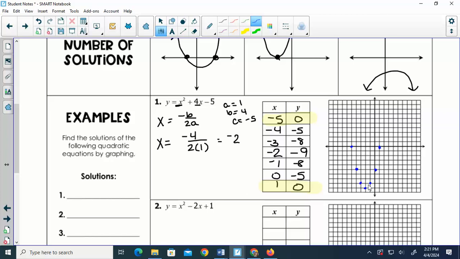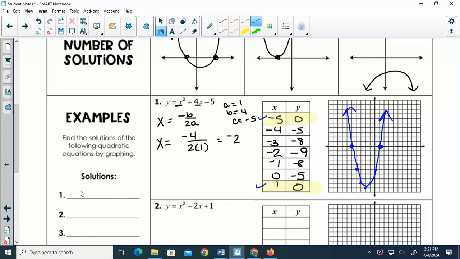So when I graph my parabola, we can see the solutions, or the points that we're looking for, are where it hits the x-axis. How many of them are there? 2. All you have to give me are the x values. So this is when x is -5, and that's when x is 1. So we can get it by looking at the graph. We can get it from looking at our table.